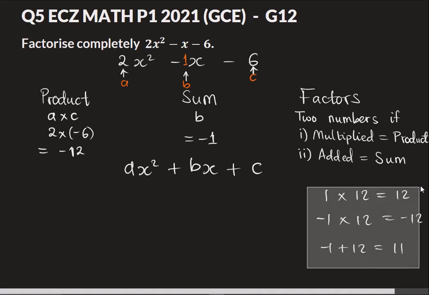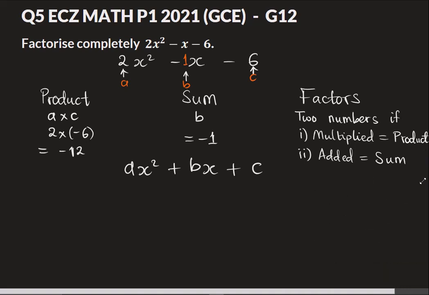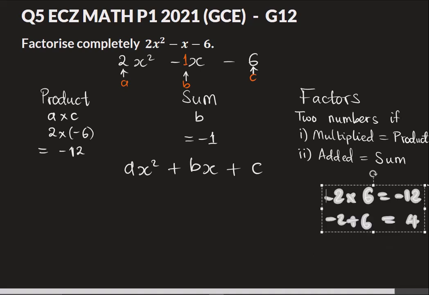So I'm going to change. Instead of starting from 1, this time I'll start with 2. I check 2 multiplied by what is going to give me 12. It's 2 multiplied by 6. But remember, we need a negative somewhere. This gives me negative 12. However, if I add this up, what do I get? I'm going to get 4. So this is not what I'm looking for. 2 and 6 are not going to work.